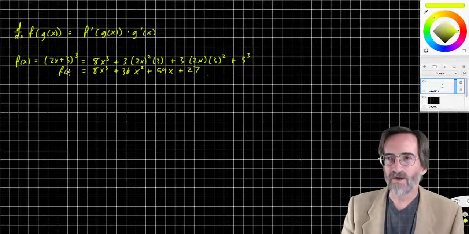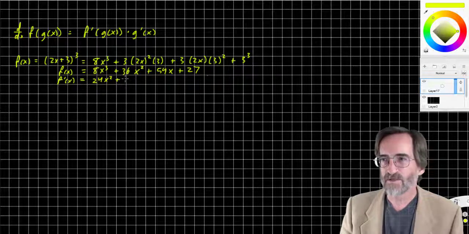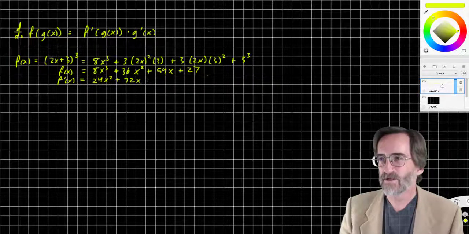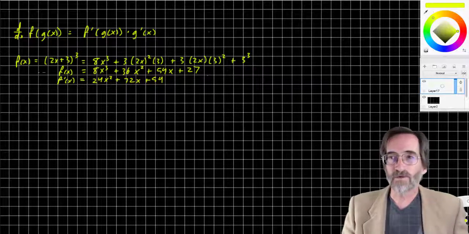There's our f of x, and now we can take the derivative. f prime of x equals 8 times 3 is 24x squared, plus 36 times 2 is 72x, plus 54. Okay, so we can do it that way. Or we could use this new chain rule thing.